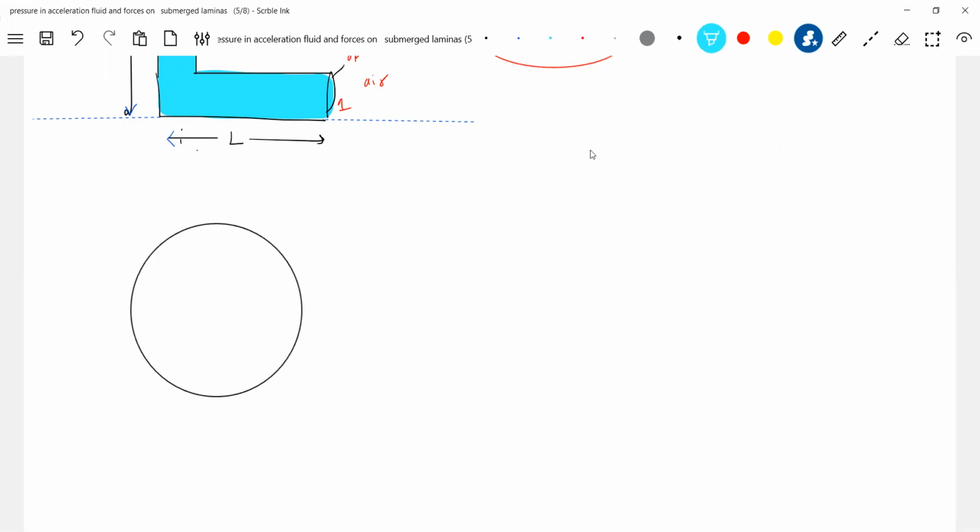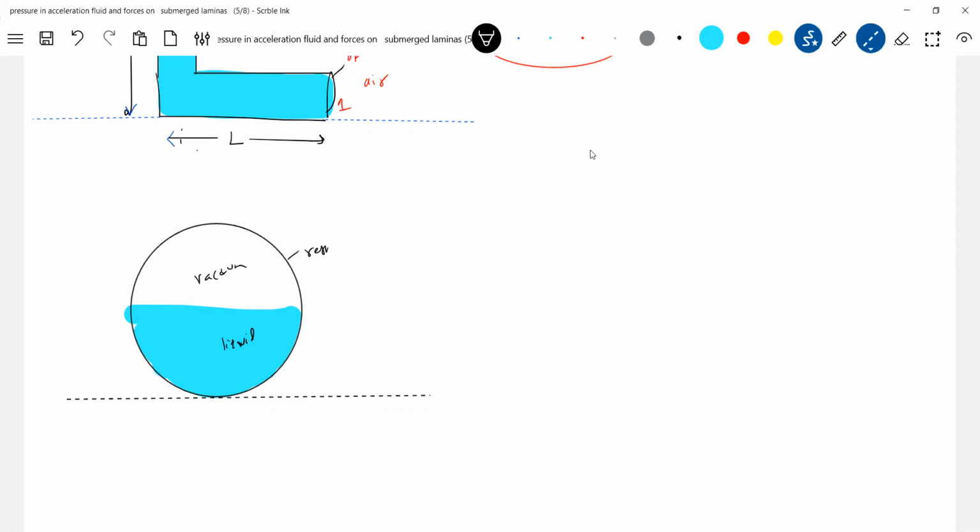I'll partially fill up a spherical shell. So this is the vacuum, and this is the liquid. Initially, for the test, this would be the situation. So if it accelerates, what conditions will arise?